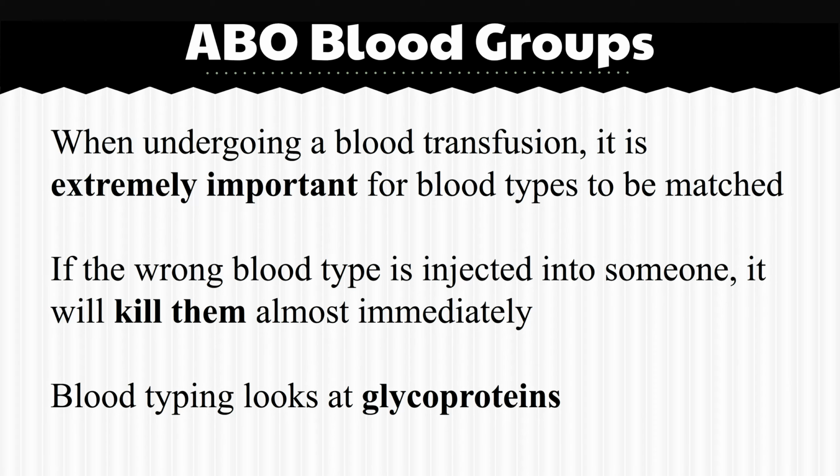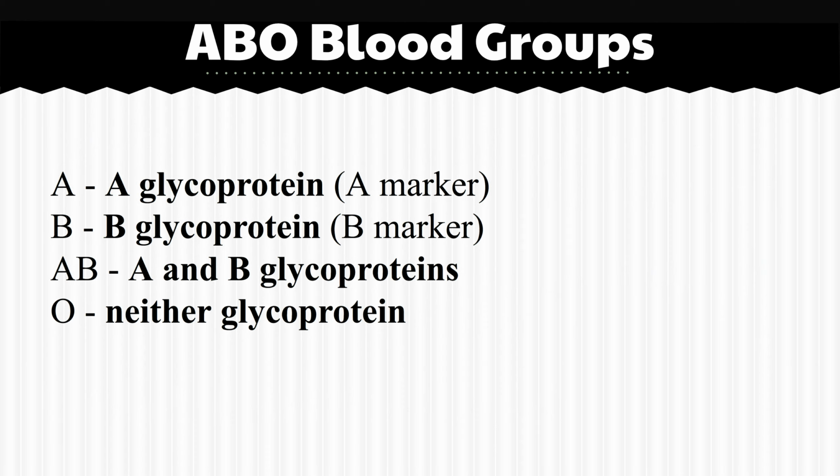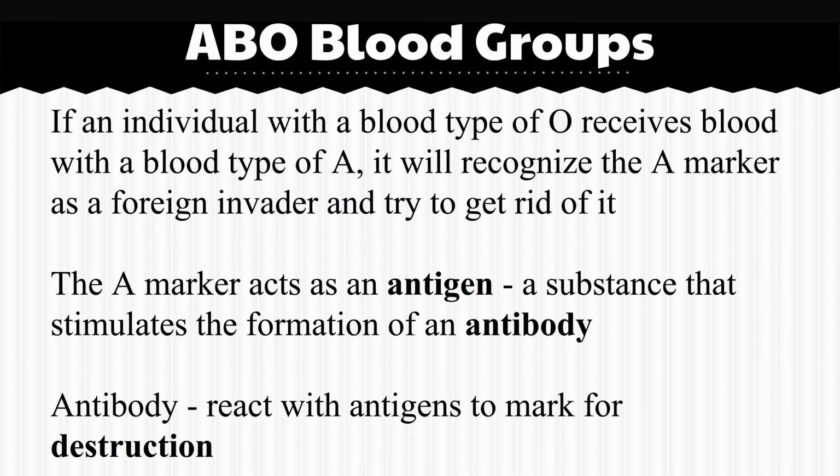Blood typing looks at the glycoprotein. These are proteins, markers on the outside of the blood. The A blood type has an A glycoprotein or A marker. Blood type B has a B glycoprotein or B marker. AB has both glycoproteins and O has neither. If an individual with blood type O receives blood of type A, it will recognize the A marker as a foreign invader and will try to get rid of it. Basically, it causes an immune reaction.